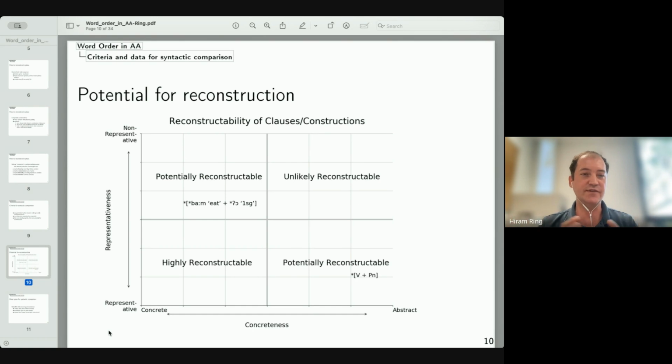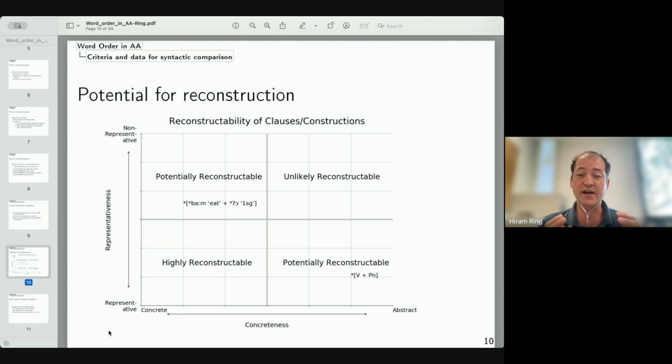And this refers to the potential for reconstruction. So in a given set of languages, we have a cline of representativeness and of concreteness. Concreteness refers to how iconic or accessible the information is in that construction. The more concrete it is, and the more representative it is, meaning it's represented in all the languages that you're working on or trying to compare, the more likely it is to be reconstructable to the parent language.